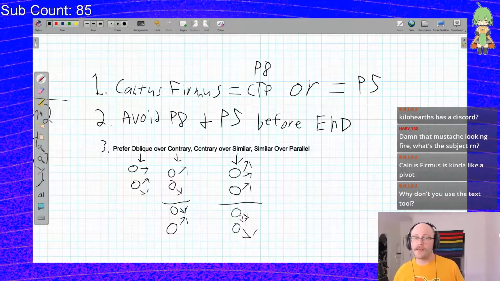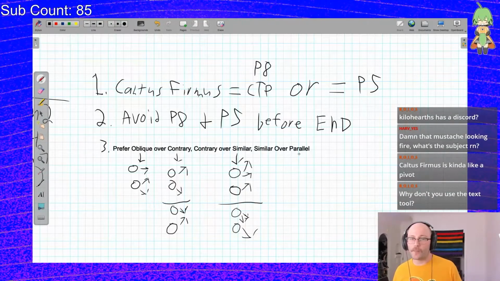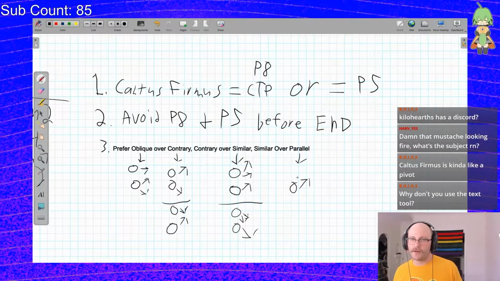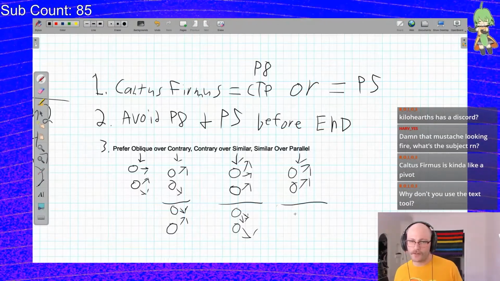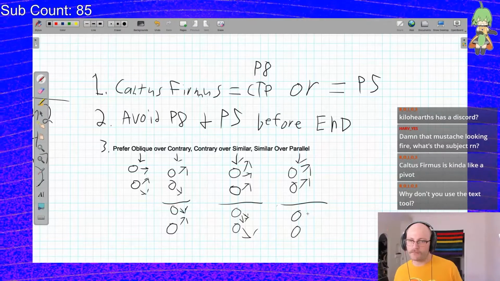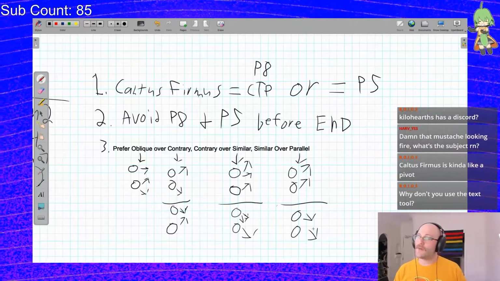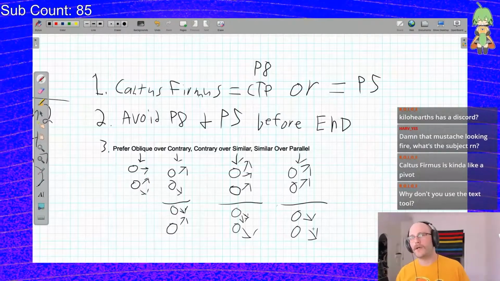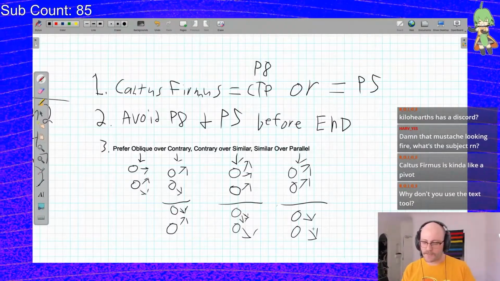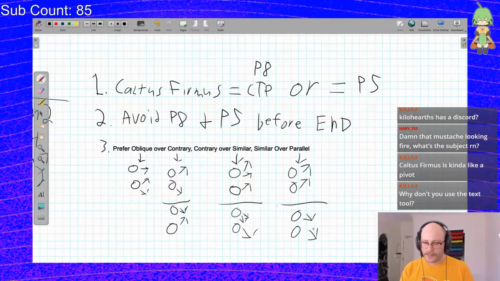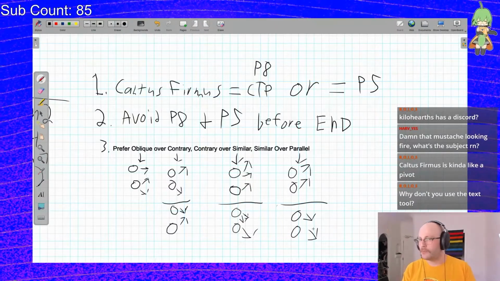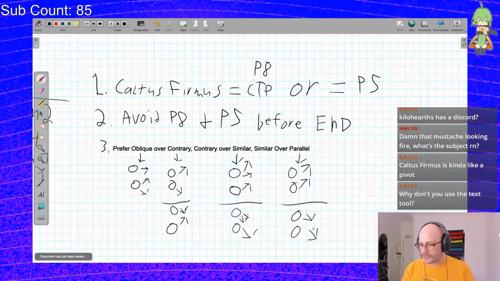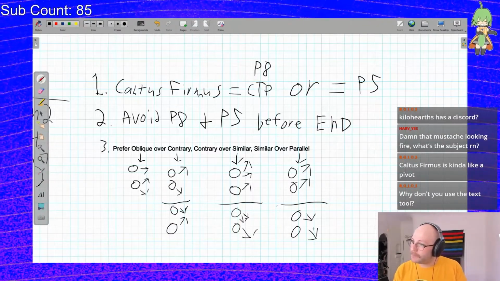And finally, similar over parallel, where parallel is the exact same thing from both notes. No matter what direction you're going in, the cantus firmus and the counterpoint are identical in their distance. This would be, for example, if I went from C and G to A and E, or C and G to D and A.